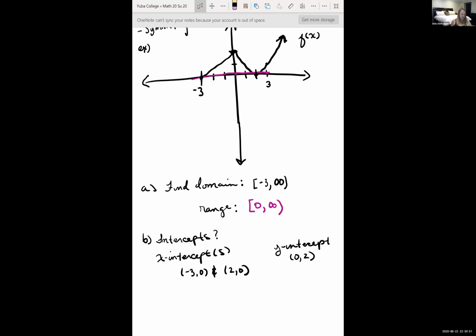Any symmetry with respect to the x-axis, y-axis, or origin? Well, if we folded our paper along that y-axis, would you get a mirror image across that? The answer is no. If I folded my paper across that x-axis, well, in quadrants 3 and 4, there's no picture of my graph. It doesn't even dip down there. So x-axis, no. Origin, no.